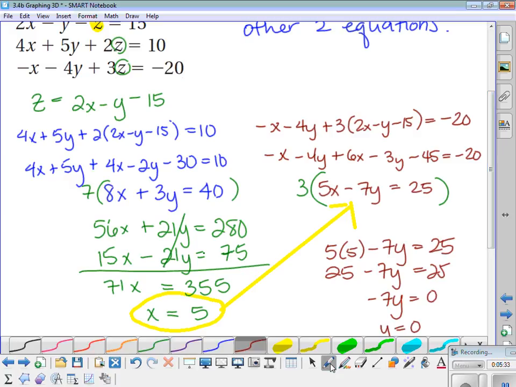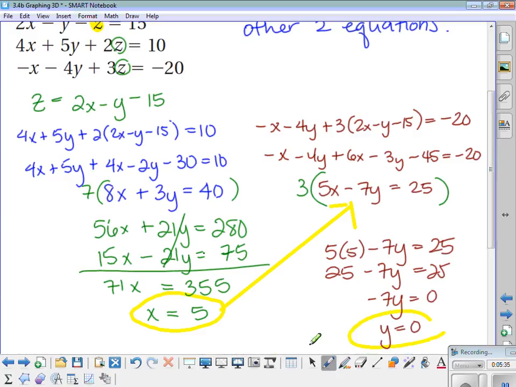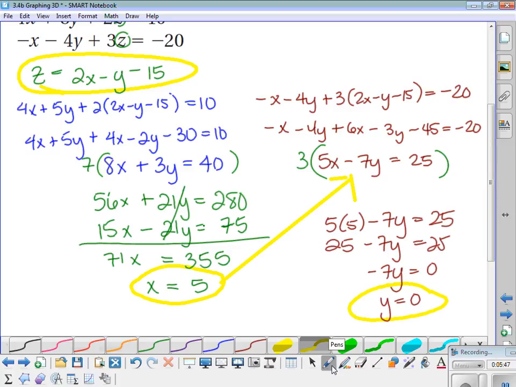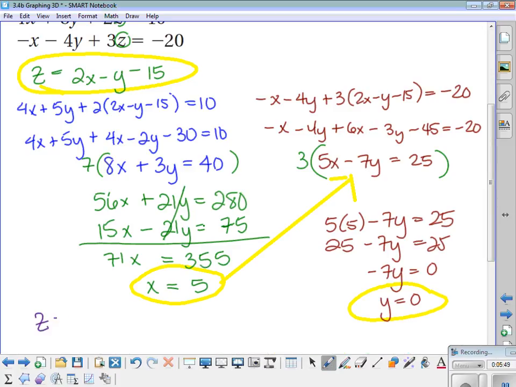All right, so now that I have x and y, I can go back to any one of the original equations, or actually what I'll go back to is where I had z solved out, that z was equal to 2x minus y minus 15. So z is equal to 2 times x minus y minus 15. That's 10 minus 15. So z is equal to negative 5.